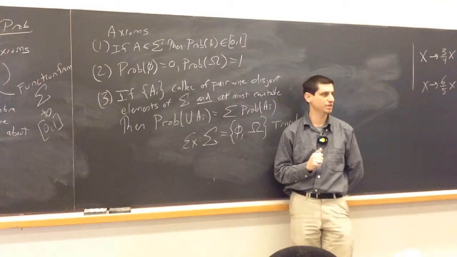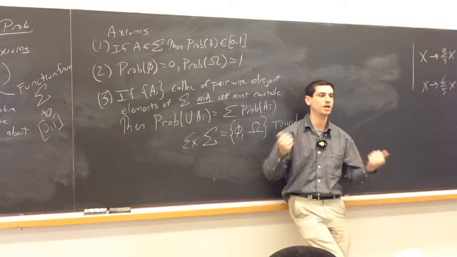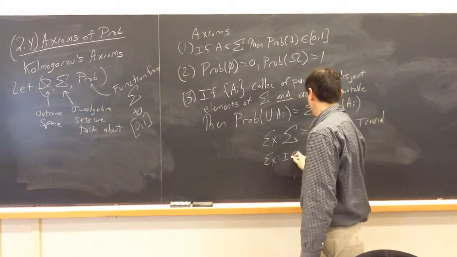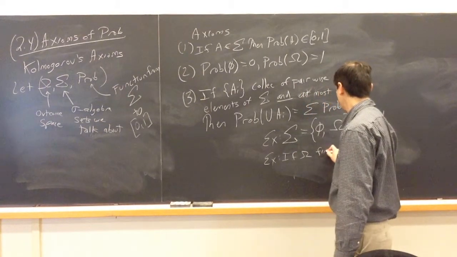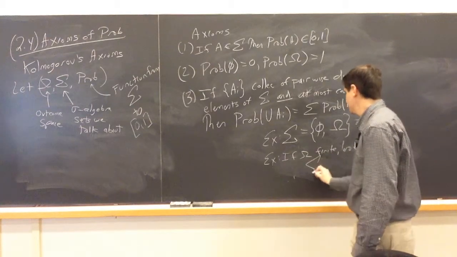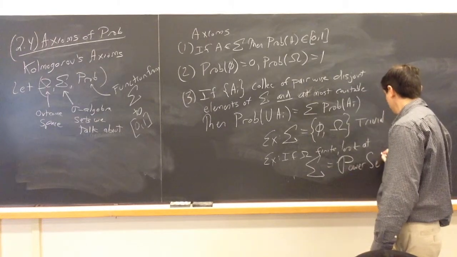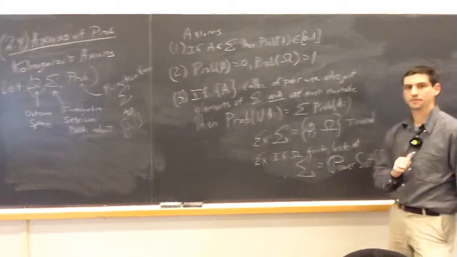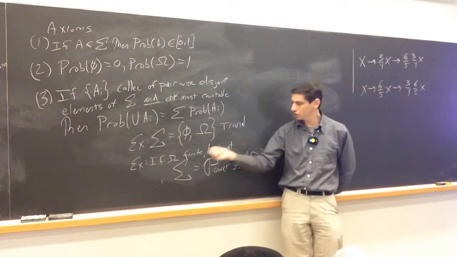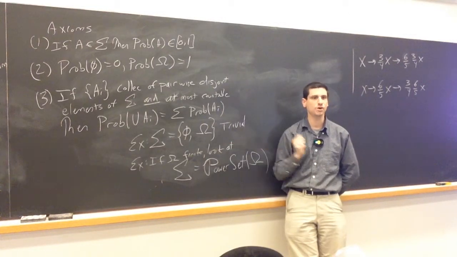There are other examples. If you have a finite set, you can look at all possible subsets. So for example, if omega is finite, look at sigma equals the power set of omega, all possible subsets. As long as your space is finite, everything will be well defined, and you can define a probability.